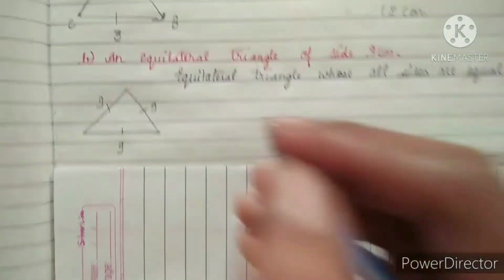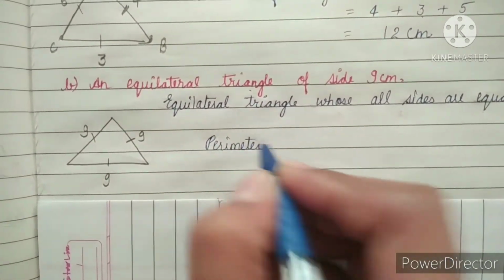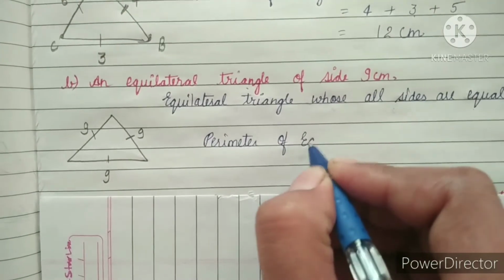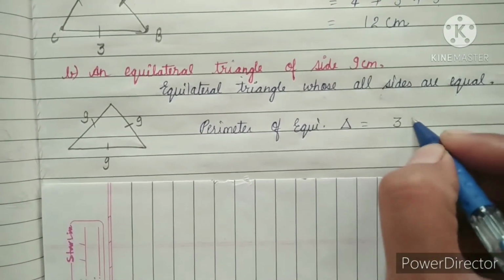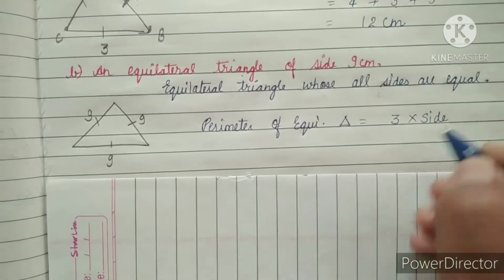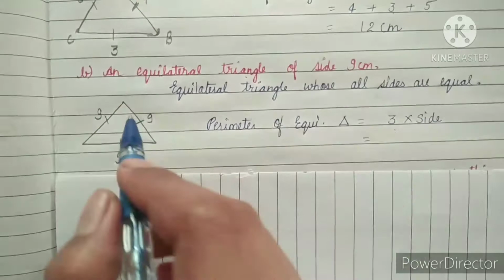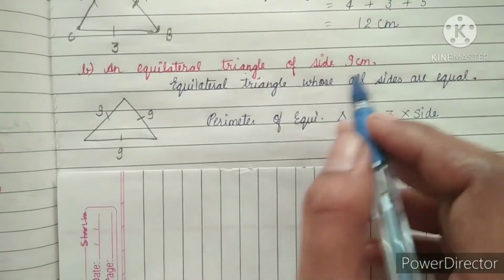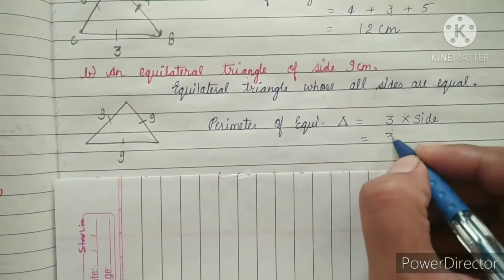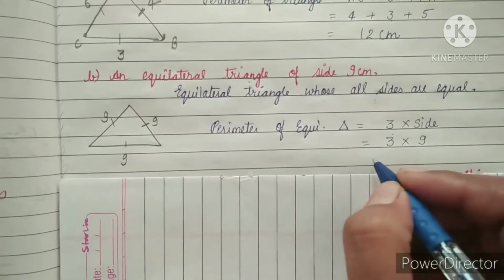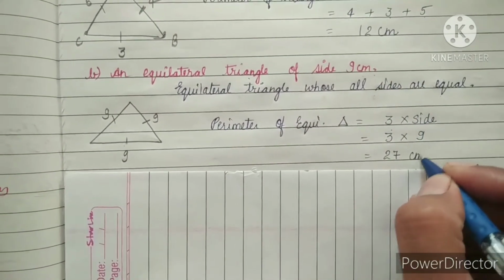So the perimeter of an equilateral triangle is 3 into side. Why 3? Because we have 3 sides in the triangle and all sides are equal. That's why 9 will go 3 times. So 3 multiplied by 9, its answer is 27 and the unit will be centimeter.